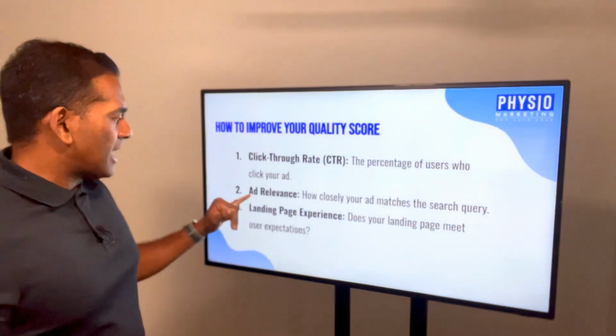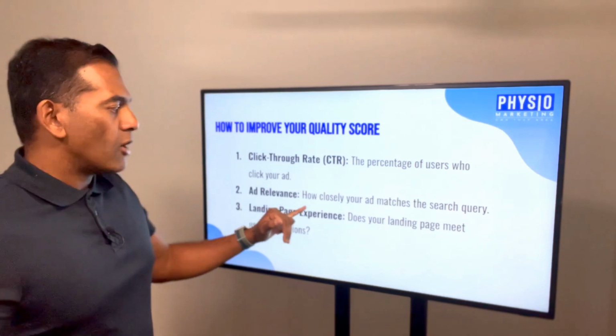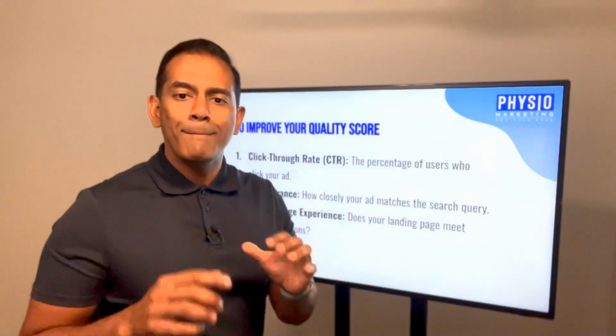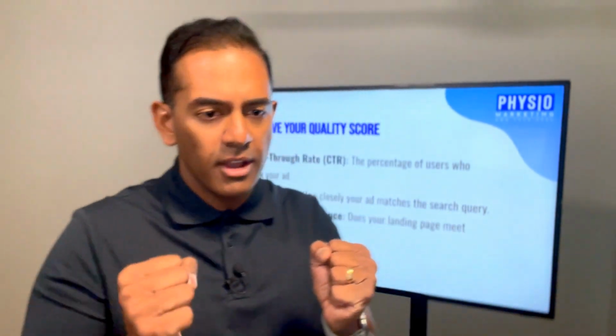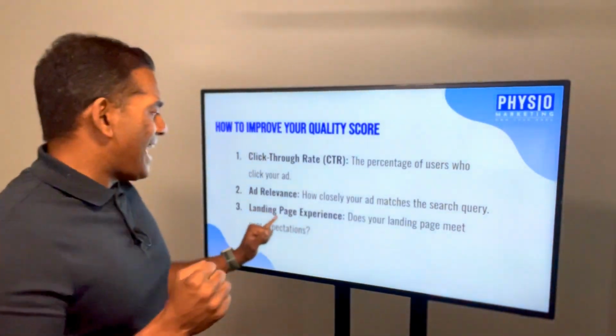Okay. The second part of it is ad relevance. How closely does your ad match the search query? So in other words, if somebody types in knee pain and an ad for elbow pain comes up, that is not a relevant ad. That's not a good experience. Google will penalize you for that. So you need to make sure that whatever people are typing into Google is consistent with what you're showing on Google. Okay. So the next one is landing page experience.